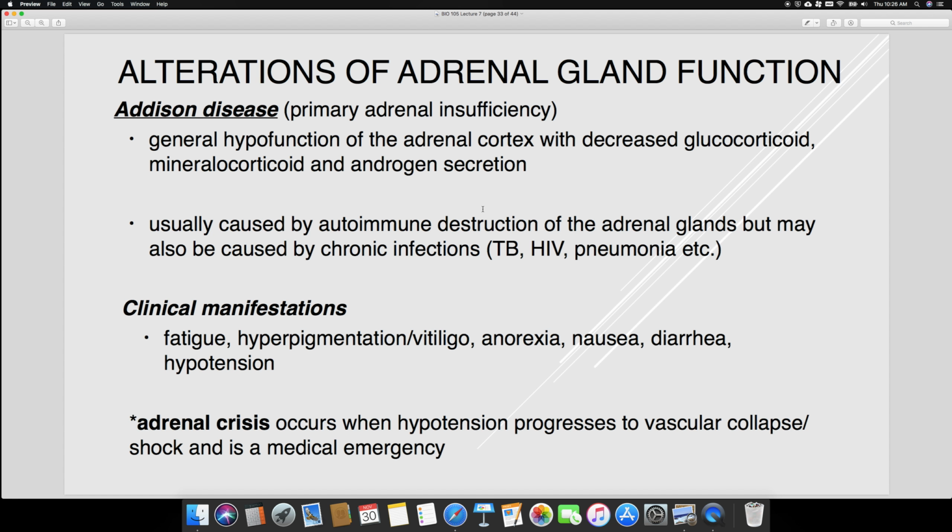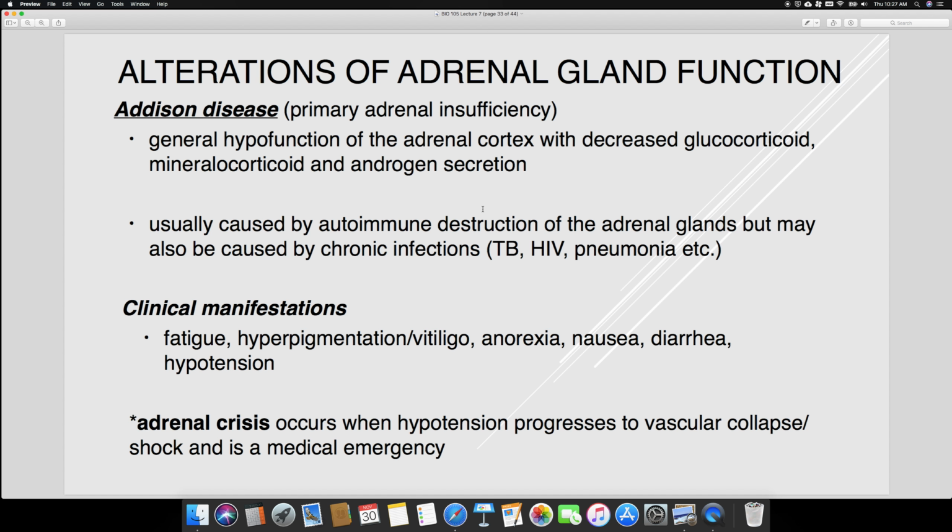Okay, then we talked about Addison disease. So Addison disease is also known as primary adrenal insufficiency. And this is a generalized decreased function of the adrenal cortex. So the big things here are decreased cortisol production and decreased aldosterone production. Like I said earlier, there are some sex hormones that are produced from the adrenal cortex, but it's very minimal when compared to the testes and the ovaries. So we're really going to focus on cortisol and aldosterone.